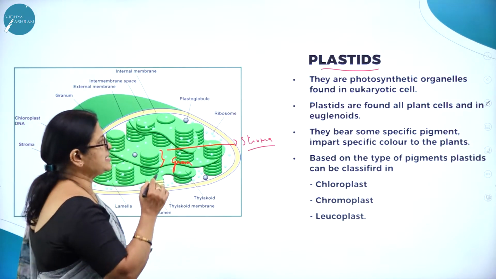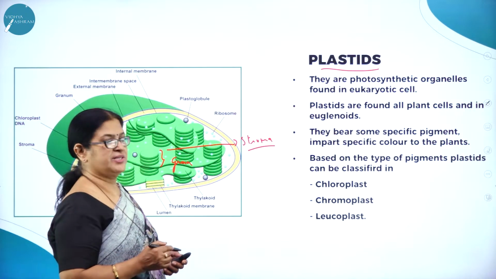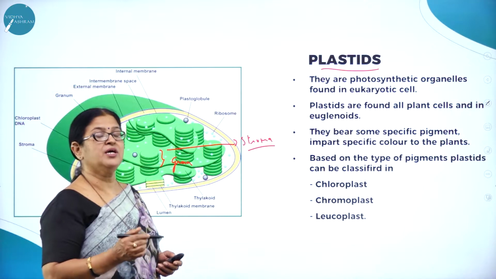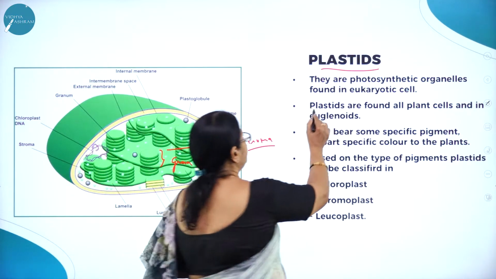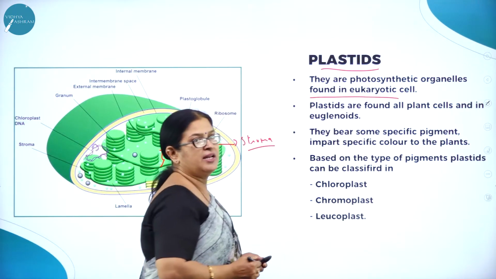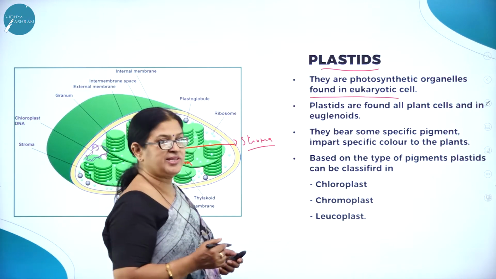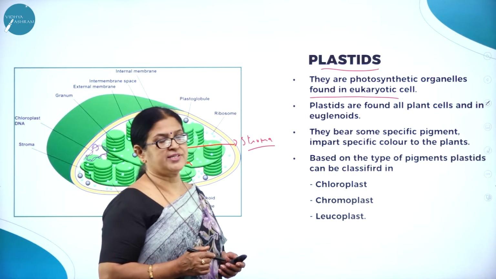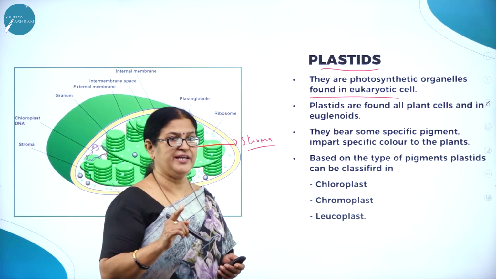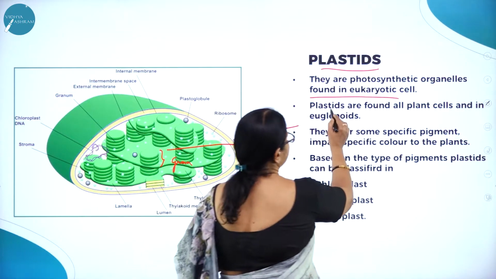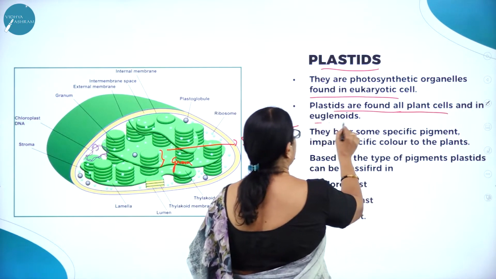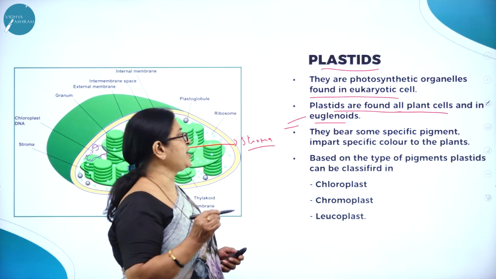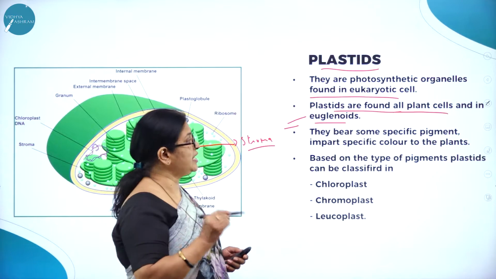Right, now let us understand what are these plastids. They are very, very important photosynthetic pigments. You can call them the photosynthetic organelles found in eukaryotic cell like the plant cell. So what are plastids? They are photosynthetic organelles found in eukaryotic cell like the plant cell but absent in animal cell. And plastids are found in all plant cells and in some euglenoids. Right, and they bear some specific pigment, impart specific color to the plants.